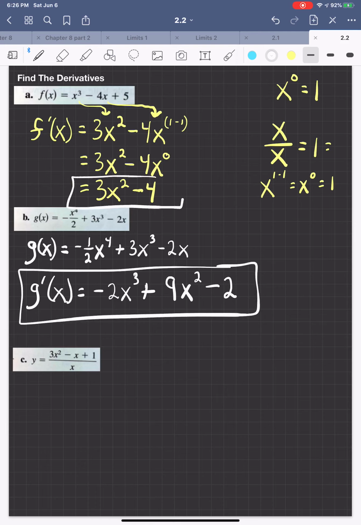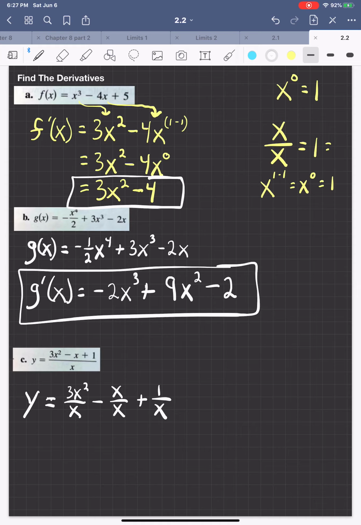So this last one, again, is a good one just to pay attention to. If you don't mind, take a second, put away your phone, close the numerous tabs that you have open, and just take a second to look at this and tell me, how could you rewrite y? Think about it for just a second. Consider the question. Well, you could rewrite y as 3x squared divided by x minus x divided by x plus 1 divided by x.